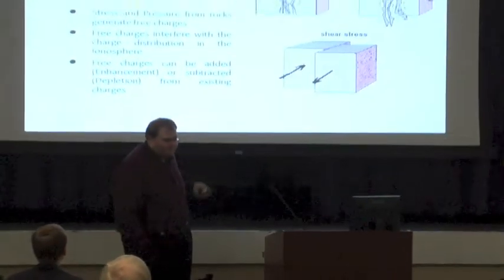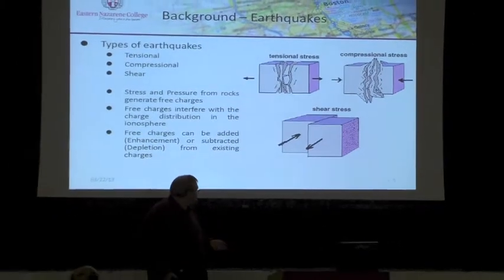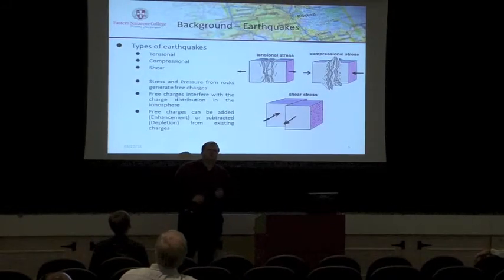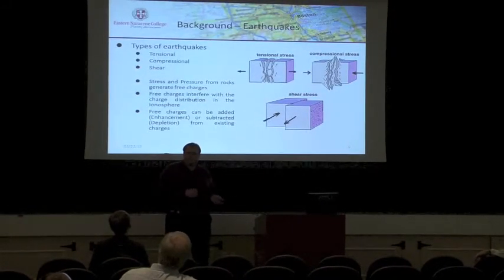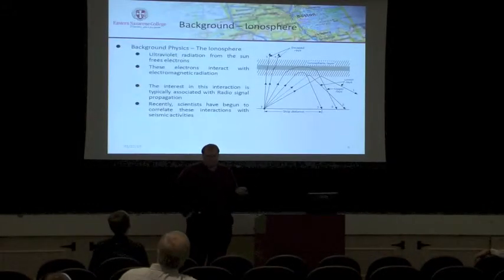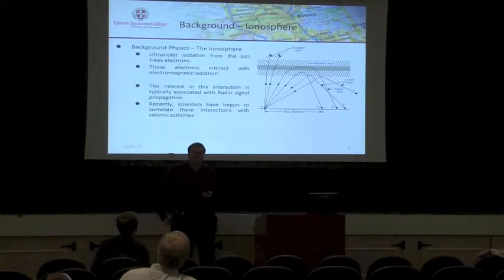So let's talk about earthquakes. You can see there's different types of earthquakes. There's a tensional stress, which is just pulling apart of the plates, compressional, pushing together, and shear stress sliding along the side. The important thing about these is they all create free charges. And these can interact with the ionosphere in a way that you can notice disturbance in the charge that was already there. So they can make the ionosphere have a higher charge or a lower charge. So you can see there's a connection between earthquakes and the ionosphere.